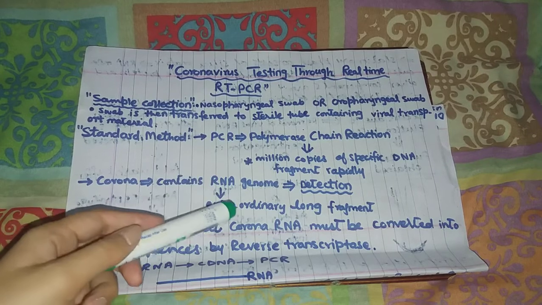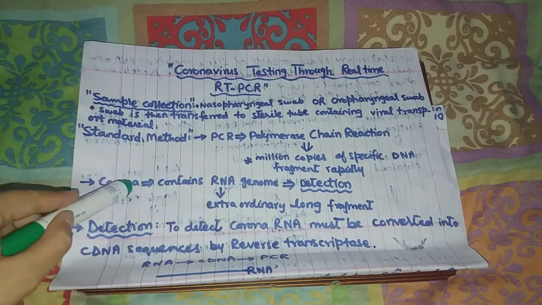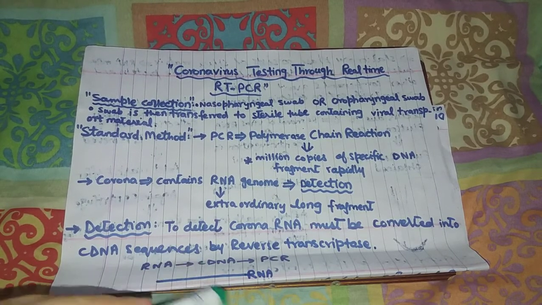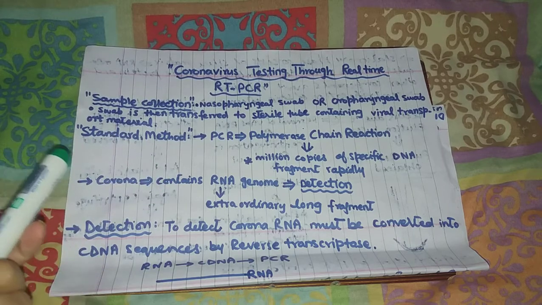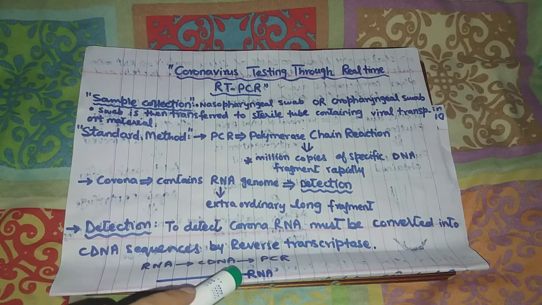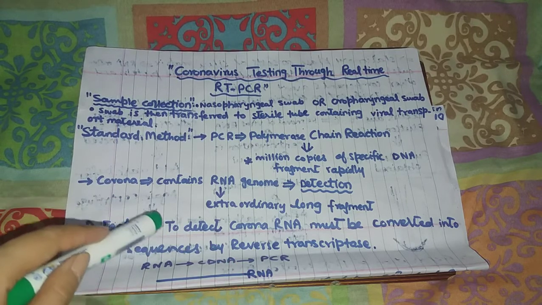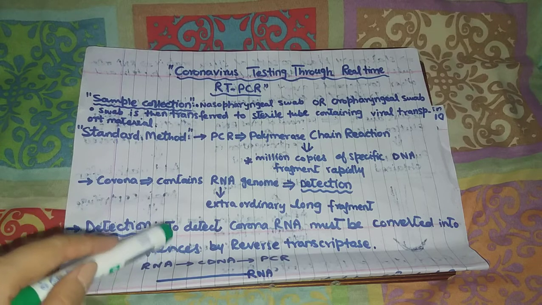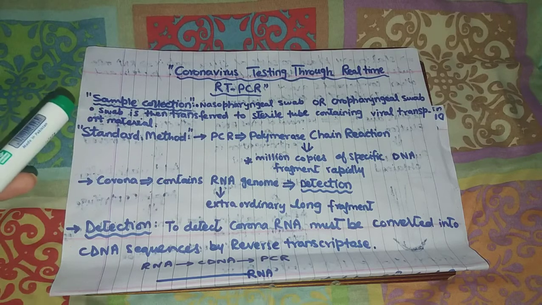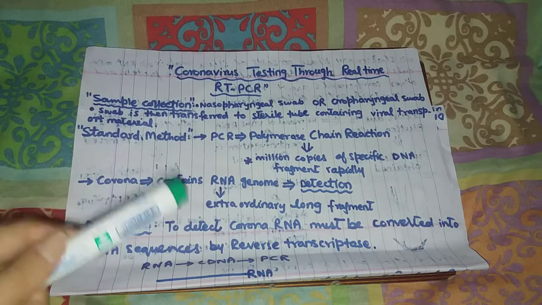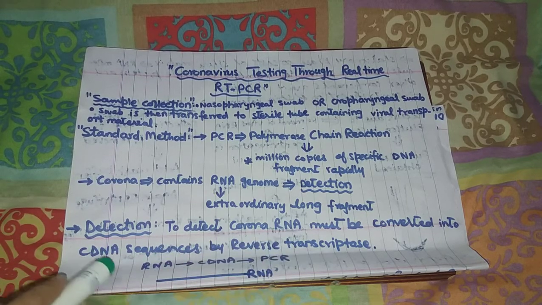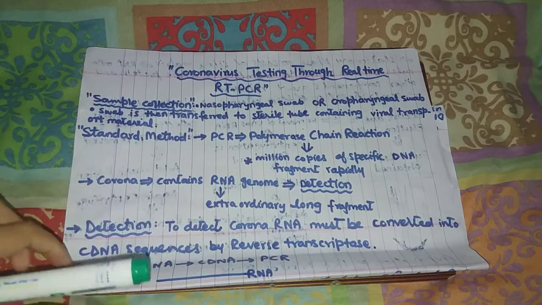If we talk about how we detect it, first we have to extract the RNA, and then we go for PCR. The RNA is converted into cDNA by reverse transcriptase. The reverse transcriptase makes cDNA, that is complementary DNA, and then that DNA is amplified by the PCR. So to detect corona, RNA must be converted into cDNA sequences by the reverse transcriptase.